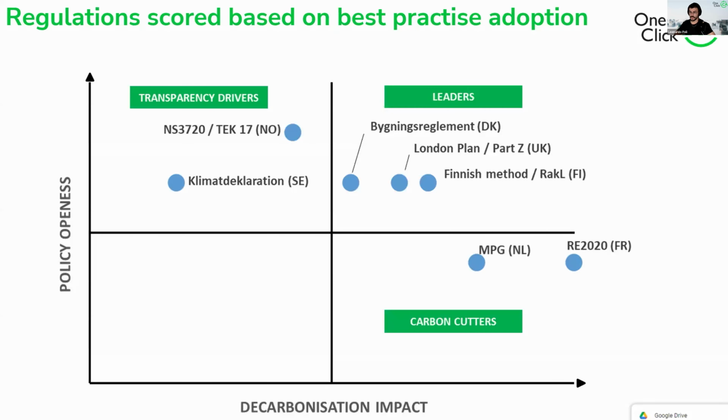As a result of all of this information, we were able to provide a clear look at the regulations scored based on the best practice adoption, which is what we highlighted previously. And we divided them into transparency drivers, leaders, and carbon cutters. So transparency drivers, as the name suggests, are very transparent and very open. Leaders are the ones that are both very open and strive for decarbonization. And then carbon cutters are the ones that are still striving for decarbonization, but are a little bit more closed. An example of this is the RE 2020 in France, where we already mentioned there's prescriptive data to be used.